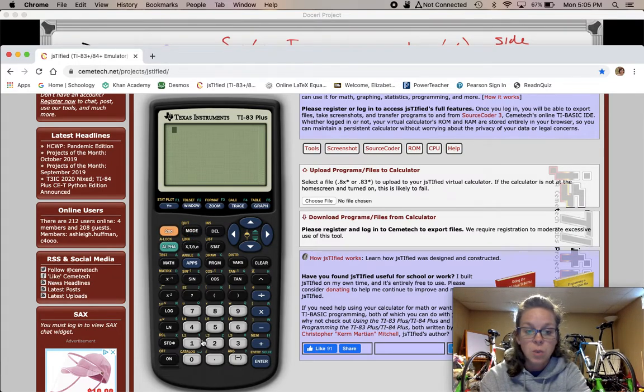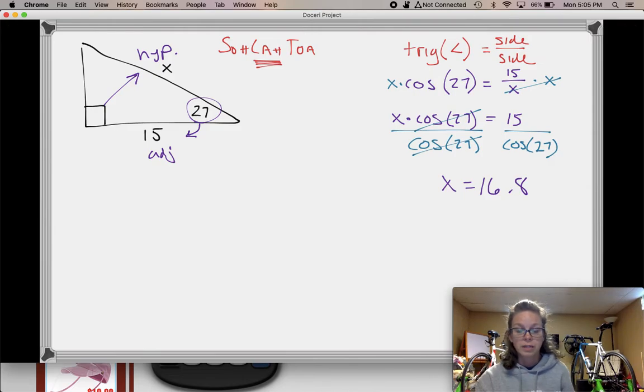And so in this one, what I wanted to type in was 15 divided by cosine. That cosine button's almost right in the middle of our calculator there, and it was cosine 27. I'm going to close off those parentheses and hit enter, and that's where I got my 16.8 as my answer. Okay. All right. Oh, and the 0.8 did catch up there.